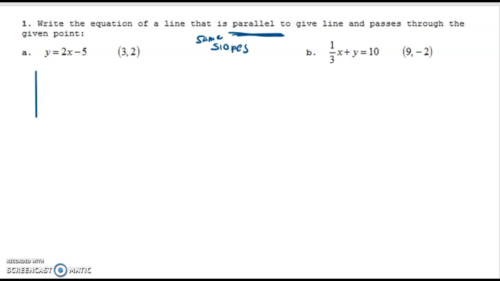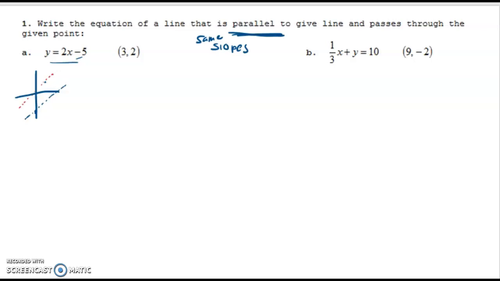If I was looking at it graphically, this is -5 and it's going up by 2, so it looks something like this. That's the line that I'm drawing right here. And (3, 2) is like here. So my goal is to write the equation of a line that goes through that point that I just drew. So it's got to look something like that.